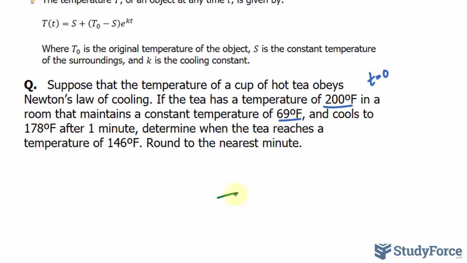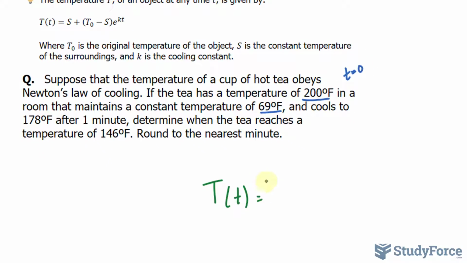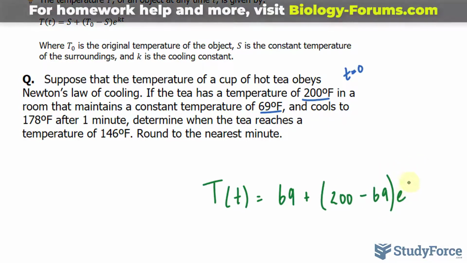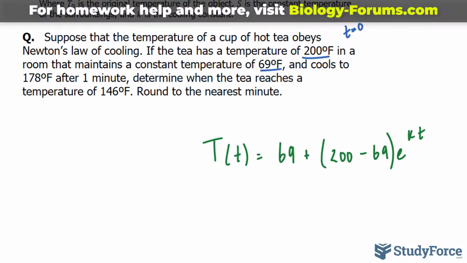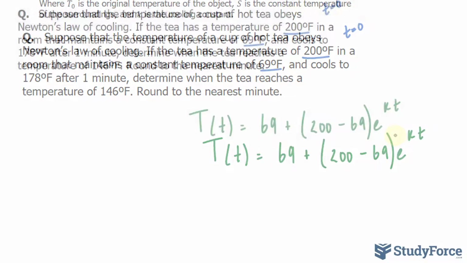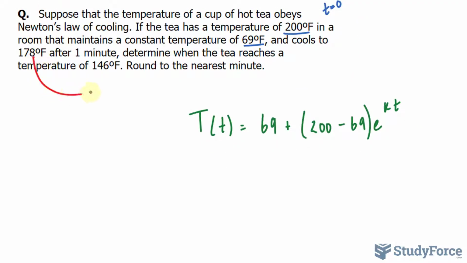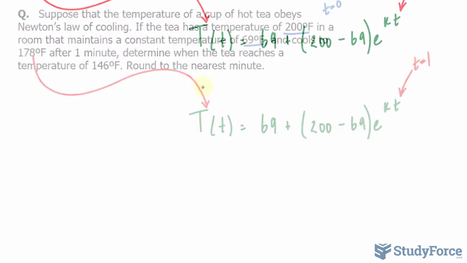Let's begin by writing out the temperature at time t is equal to 69, which is the room temperature, that doesn't change, plus the initial temperature of 200 minus 69 times e raised to the power of kt. As you can see, this equation is pretty incomplete. We don't know the information about k, but we can find out what it is by substituting 178 into here and the fact that that happens in 1 minute into t. Let's go ahead and find out what k is.